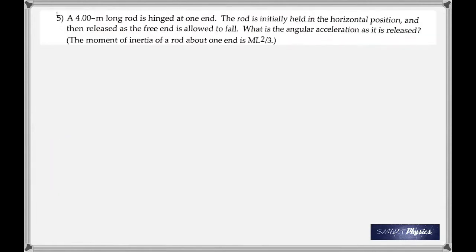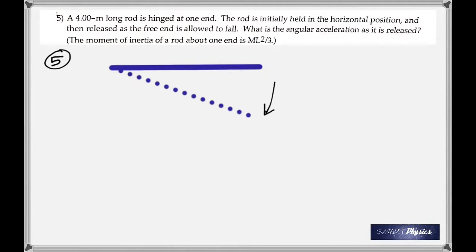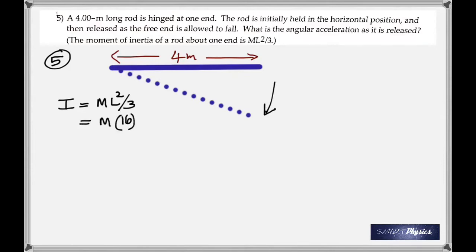Number 5, a 4 meter long rod is hinged at one end. So that's the pivot. And the rod is initially held in the horizontal position and then released. What is the angular acceleration as it is released? You're given the rotational inertia about one end as m l squared by 3. Okay. That's the rod and that's how it's falling. 4 meter is the length. And rotational inertia is m l squared by 3. Let's find that out first.